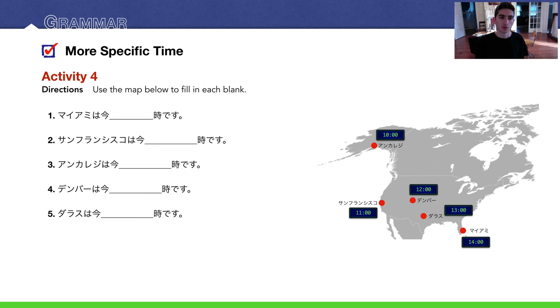Activity 4, use the map to the right to fill in each blank below. Number 1, I'm going to solve it right now. Miami wa ima something ji desu. So let's look over at our map. Miami, it says 1400 hours, which in American time is just 2 p.m. So the answer is Miami wa ima gogo niji desu. Number 2, San Francisco, right? According to our map, it is 11 a.m. So, San Francisco wa ima gozen 11時 desu.